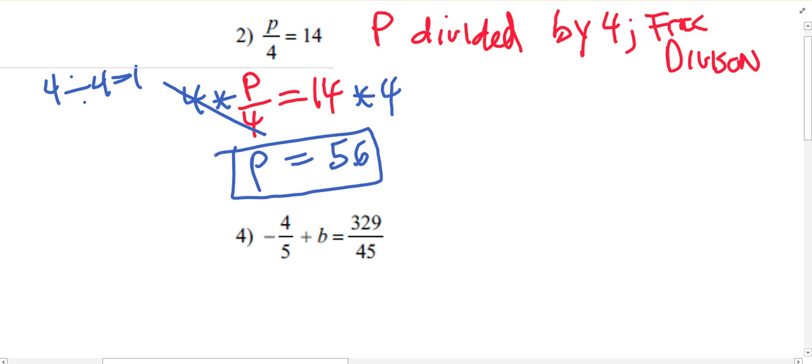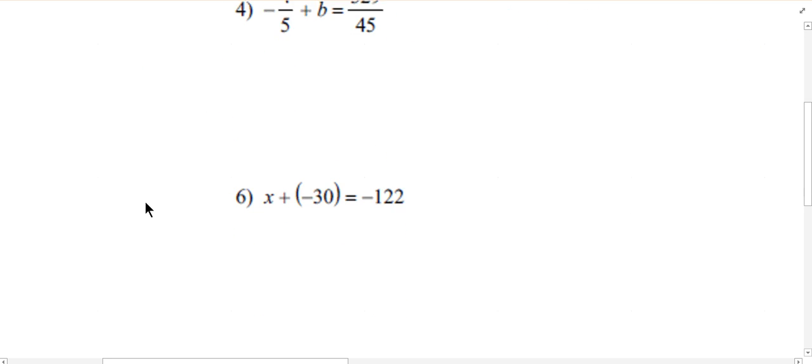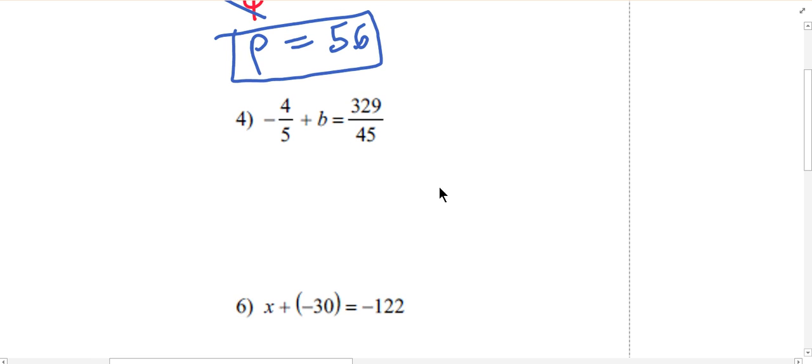Alright, let's take a look at number 4. It's a little more complicated because they give you fractions and negative numbers, and there's 2 steps. And so we notice that we need to get b all by itself. So in order for b to be by itself, we have to get rid of this fraction, negative 4/5. So the opposite of a negative 4/5 is to add 4/5.